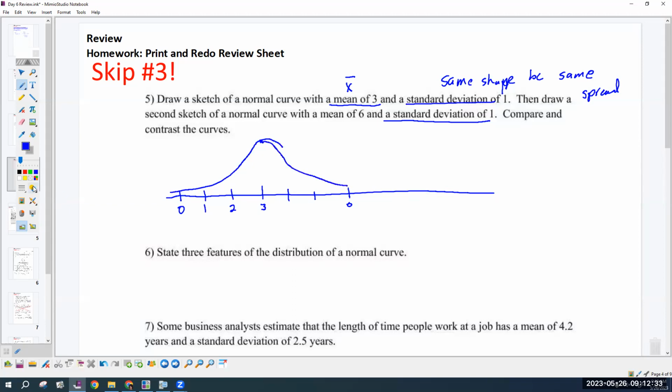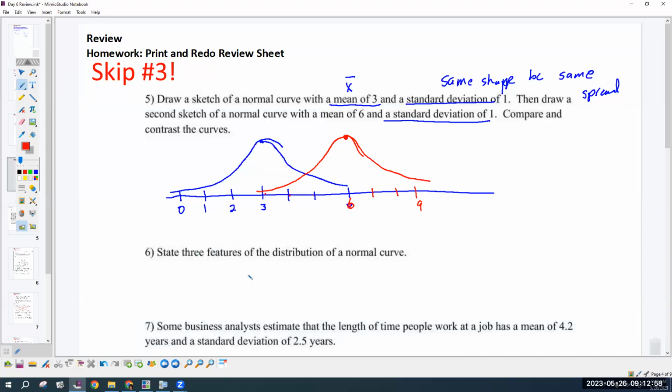Oh, that's ugly. And I'll do the other one in red. Now, the only difference here is that the average is different. So it's going to have the same peak. 1, 2, 3, 7, 8, 9. So the only difference is that the whole curve is the same shape. It's just higher up on the axis.